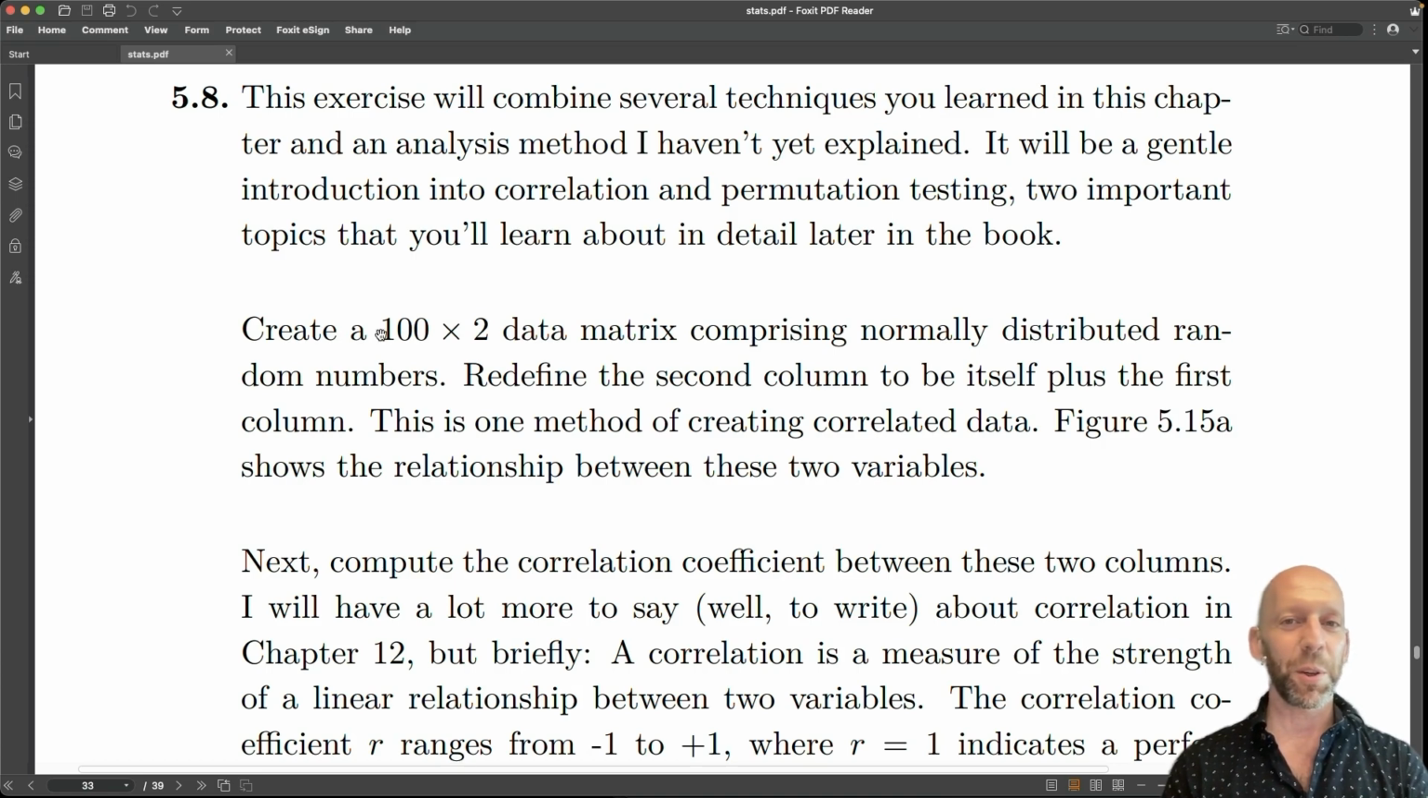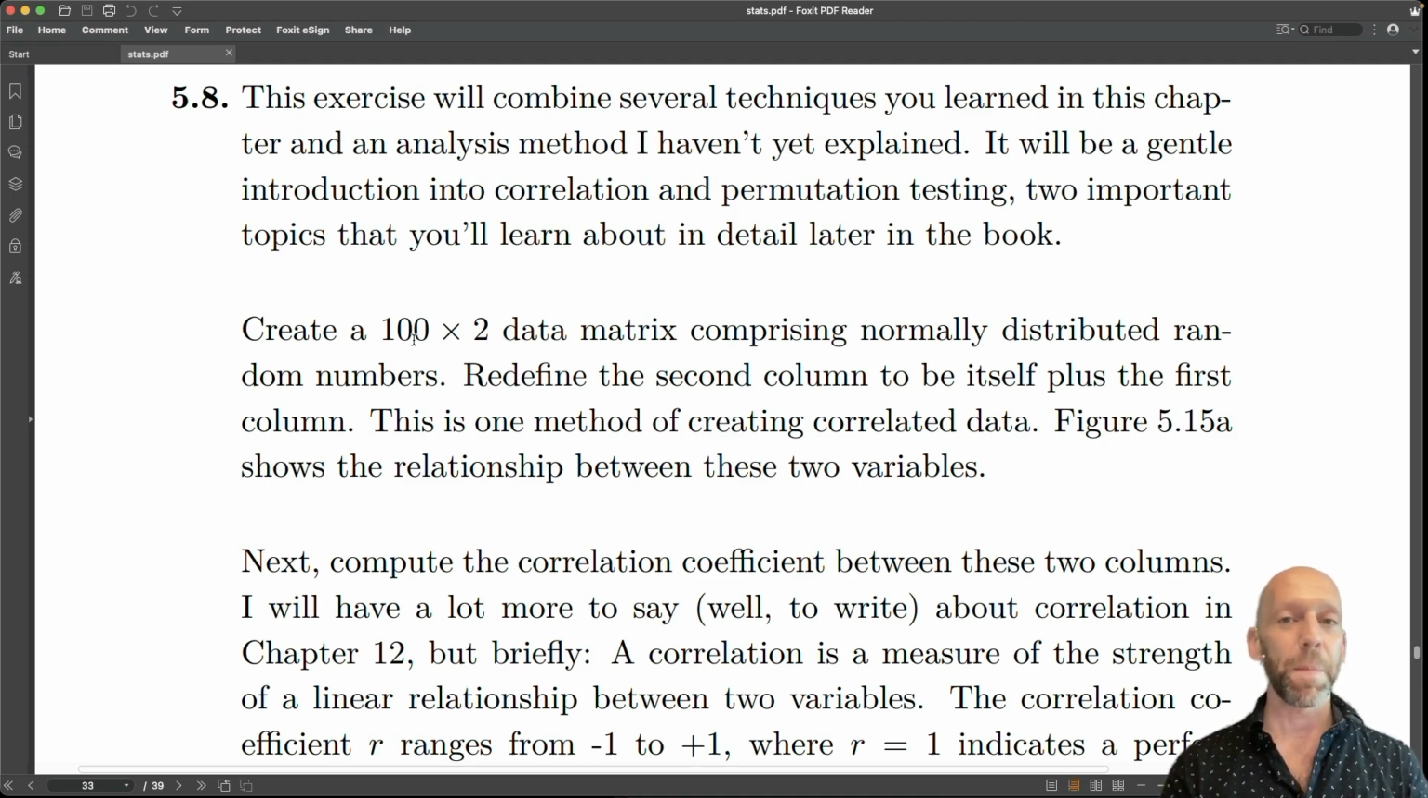Here, what I want you to do is create a data matrix, so a NumPy array that is 100 rows and 2 columns, that would reflect 100 observations and 2 variables. So for example, we measure the height and weight. Those are the 2 variables, or 2 data features, from 100 different people, and we want to know if they are related to each other.